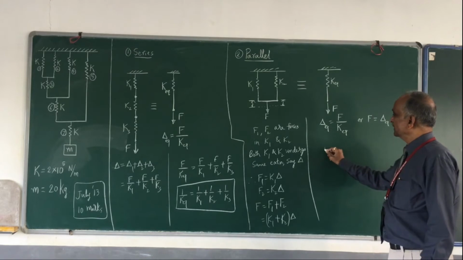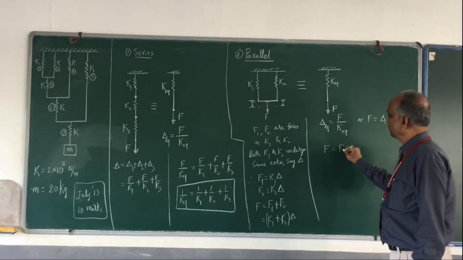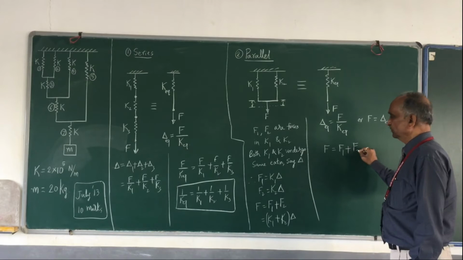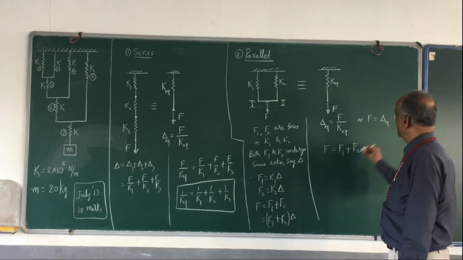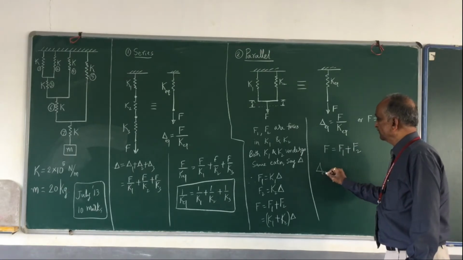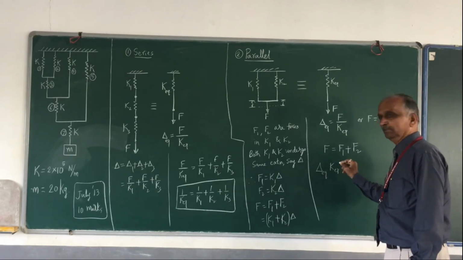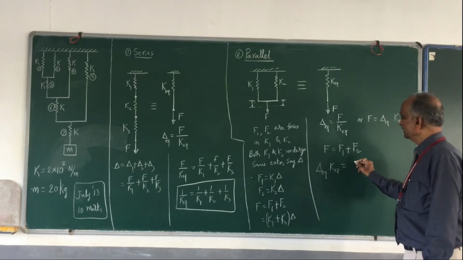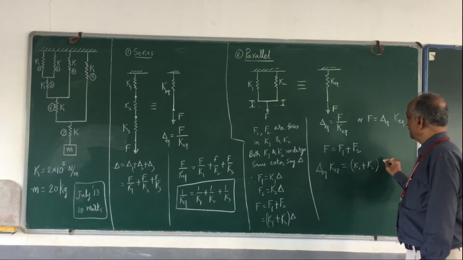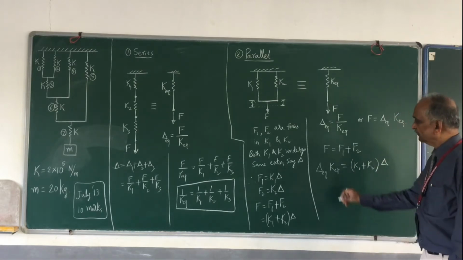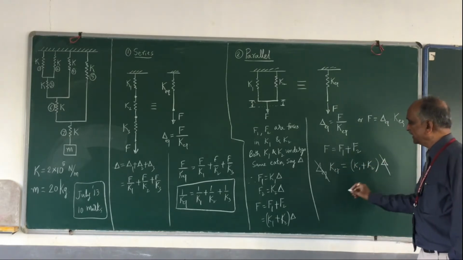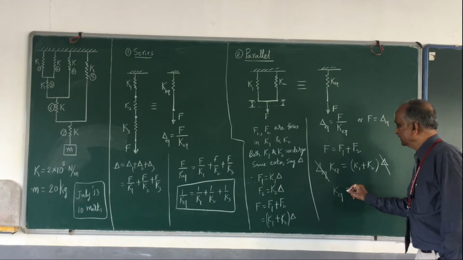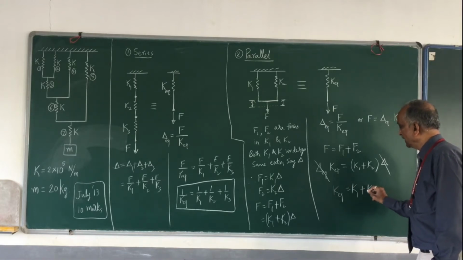Let me assume that F is equal to F1 plus F2. What is F? F is equal to delta equivalent multiplied by K equivalent. And what is F1 plus F2? It is K1 plus K2 multiplied by delta. If delta equivalent is equal to delta, in that case K equivalent is equal to K1 plus K2.